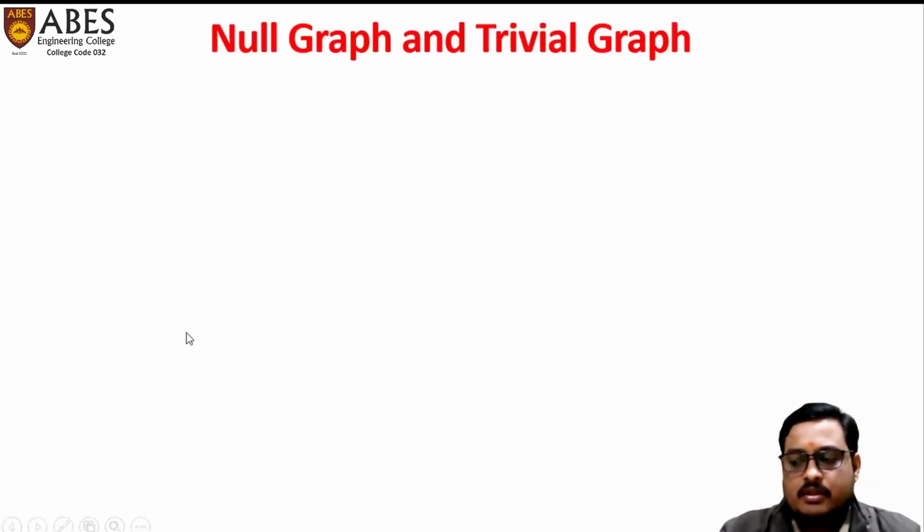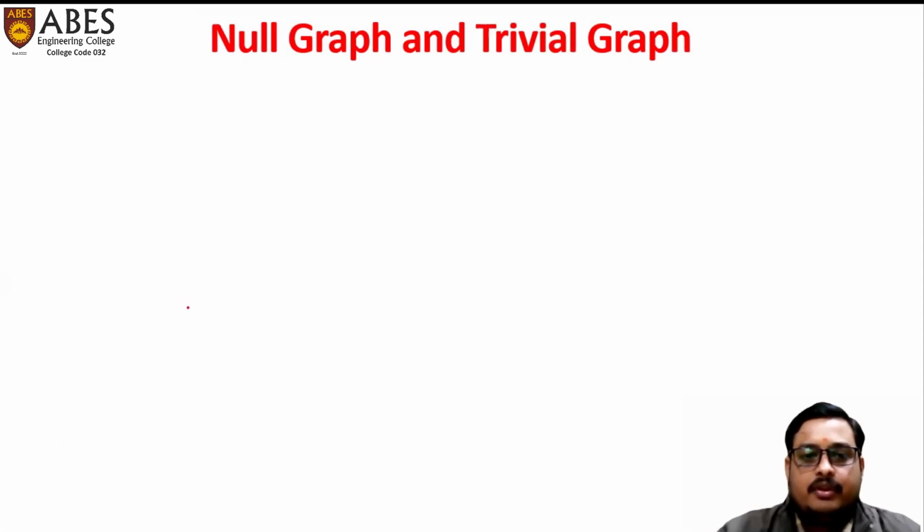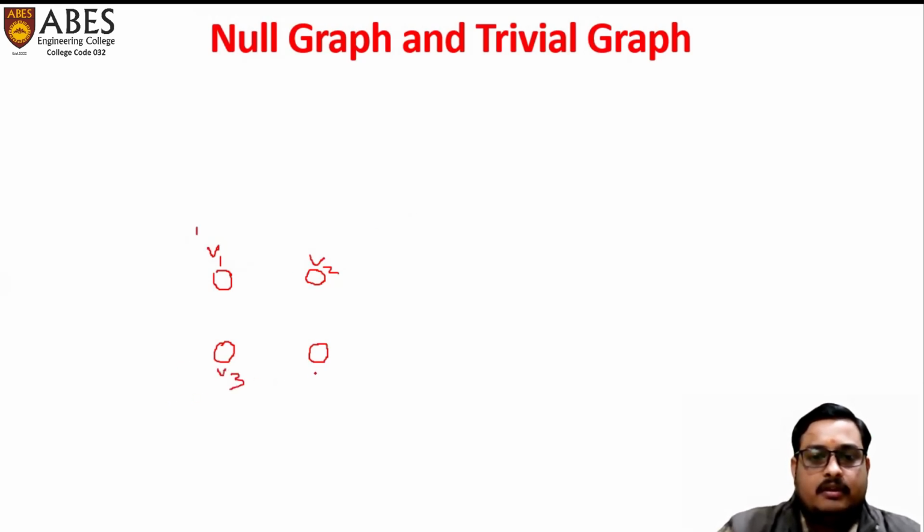A graph in which there are only vertices is known as a null graph. So let's take an example. Here we have a graph. In this graph, we have only vertices like this. We can label them as V1, V2, V3, and V4. We can see here we have only vertices in this graph, but there is no edge between these vertices.